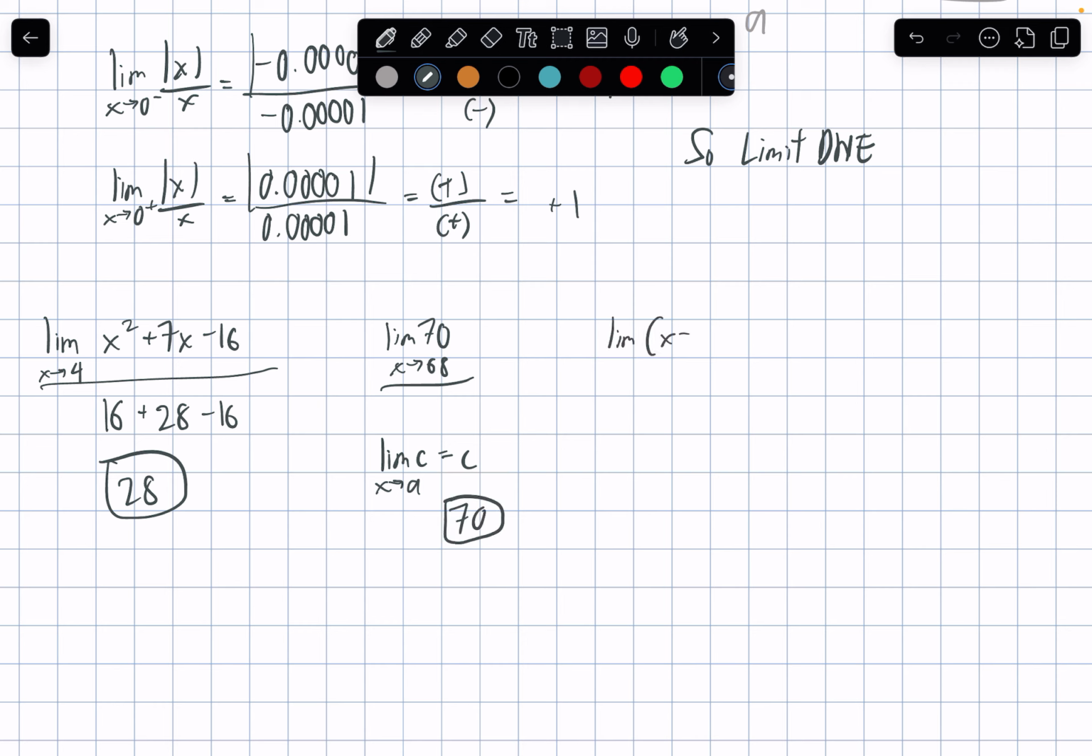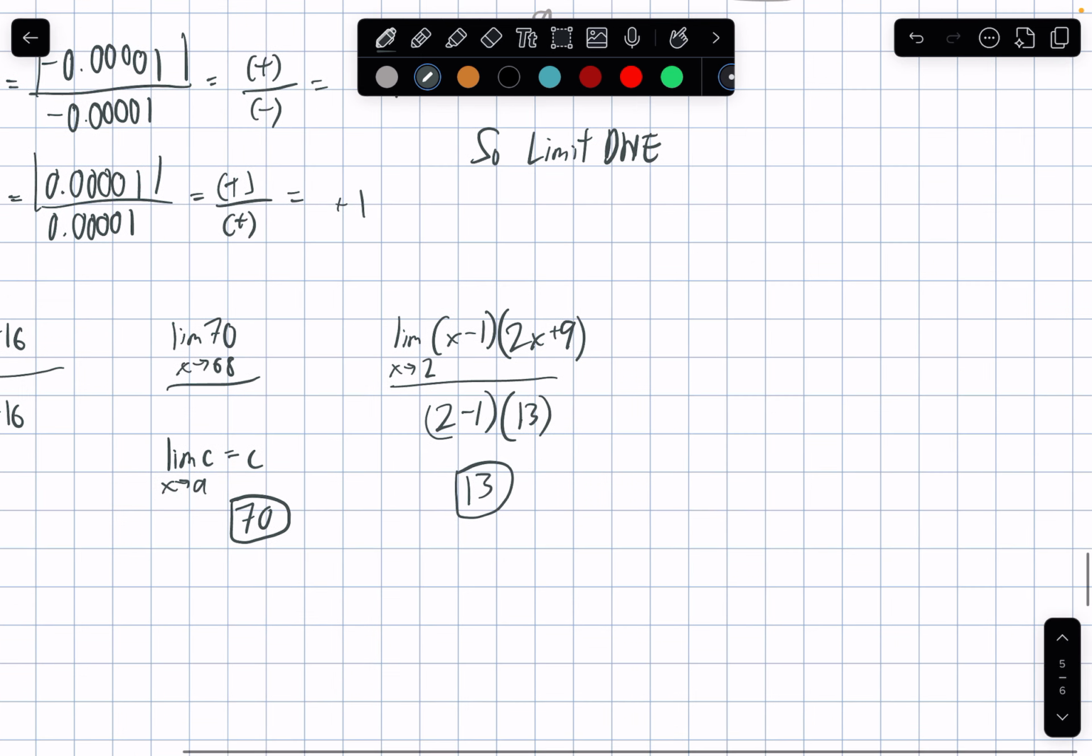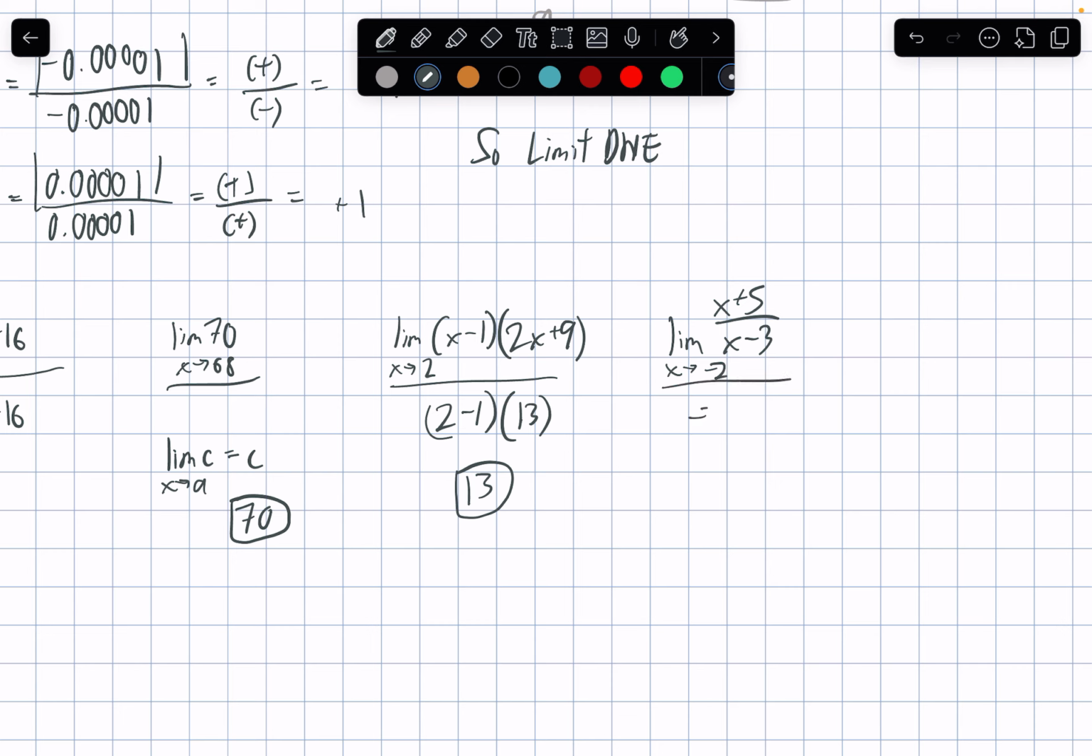What about the limit of (x minus 1) times (x plus 9)? So this is 2 minus 1 times 4 plus 9, 13. 13 is the answer. Easy, easy. Limit of (x plus 5) over (x minus 3) such that x approaches negative 2. That's going to be 3 over negative 5, or negative 3 over 5.